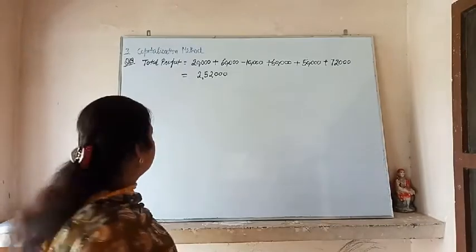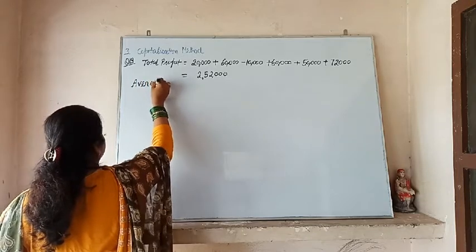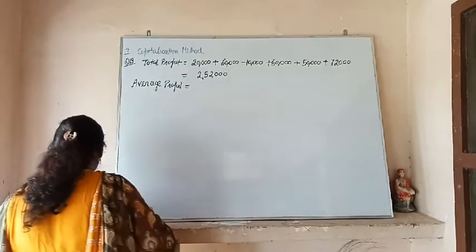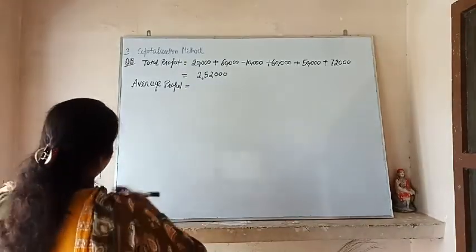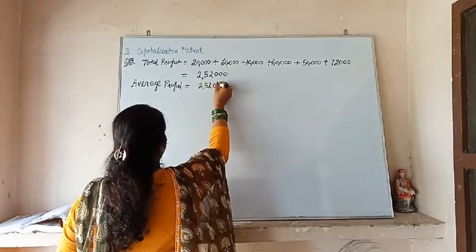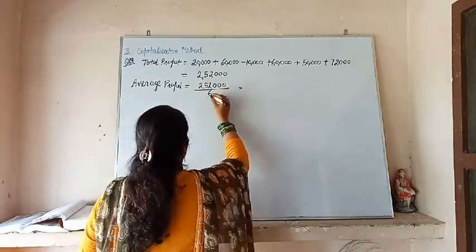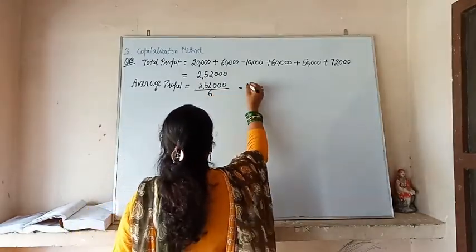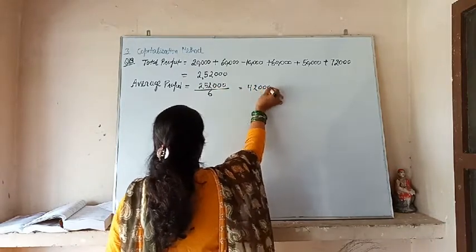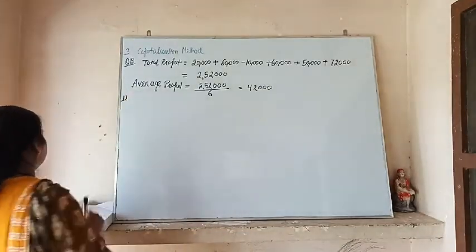Now, the next step is we will calculate the average profit. It is the profit of 6 years, so we will divide it by 6. 2,52,000 divided by 6. How much does it come? This is 42,000. Okay. Now we will solve the first question.